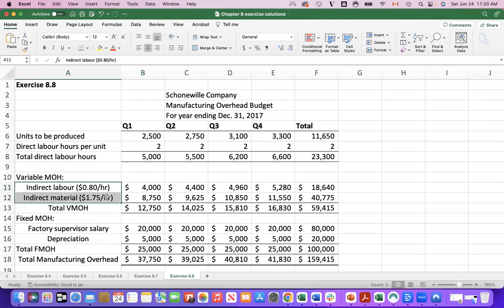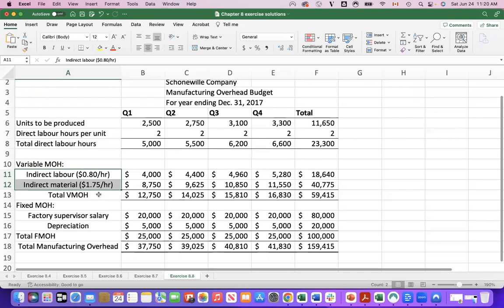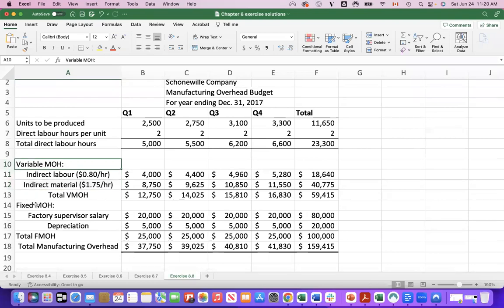So we look at our two sections of manufacturing overhead. We have our variable section and we have our fixed manufacturing overhead section. Let's look at the variable section first. Indirect labor, they said the rate was 80 cents per direct labor hour. That's why we calculated the total direct labor hours incurred in each quarter, because now we can use these predetermined overhead rates to apply based off of the amount of direct labor hours.